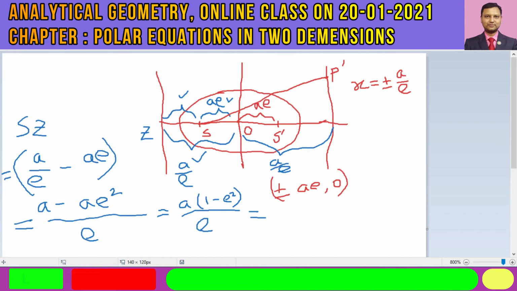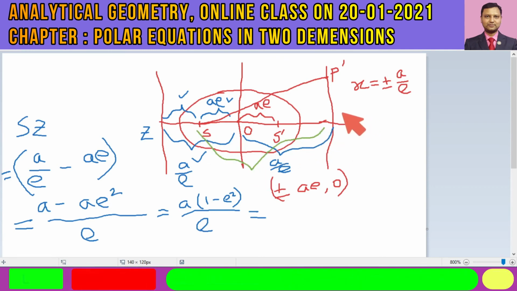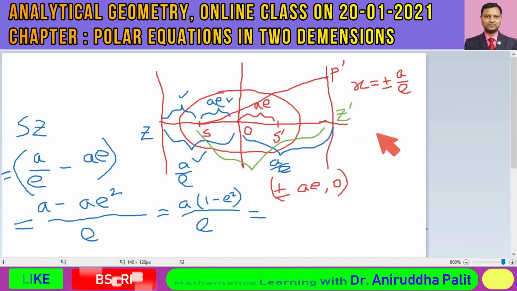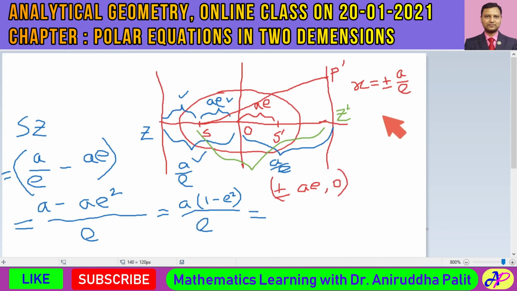And what we are interested in is this kind of distance, S to Z prime. We are interested in SZ prime. Then how to compute SZ prime? We can compute this SZ prime by firstly computing this much.